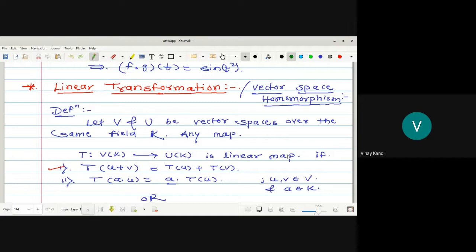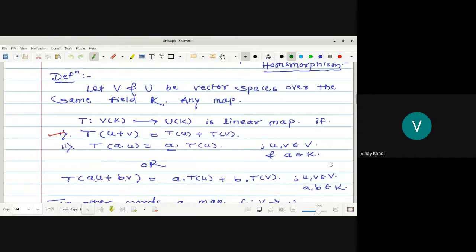So good afternoon to everyone. In the last lecture, we saw the definition of linear transformation. The linear transformation is also called vector space homomorphism. Let V and U be vector spaces over the same field K. Then a map T from V over K to U over K is a linear map if T of u plus v is equal to T of u plus T of v, and T of a u is equal to a times T of u, where u and v belong to the vector space, and a belongs to K.